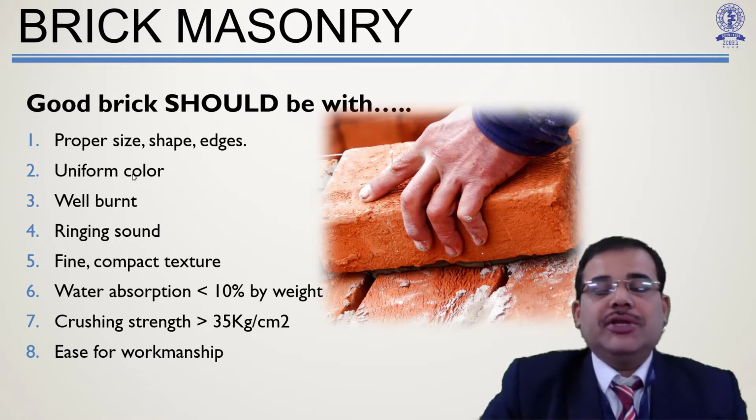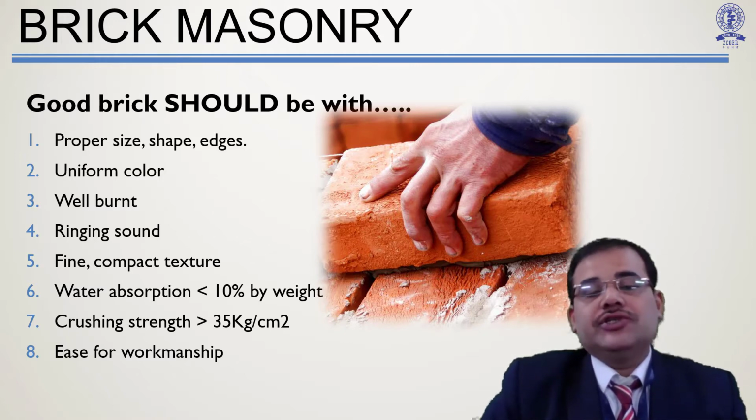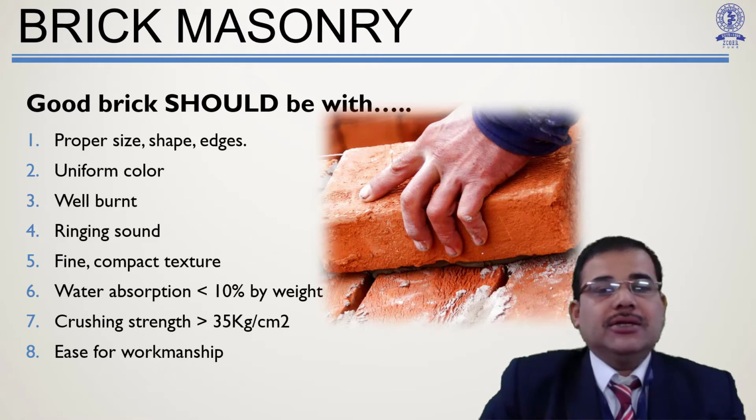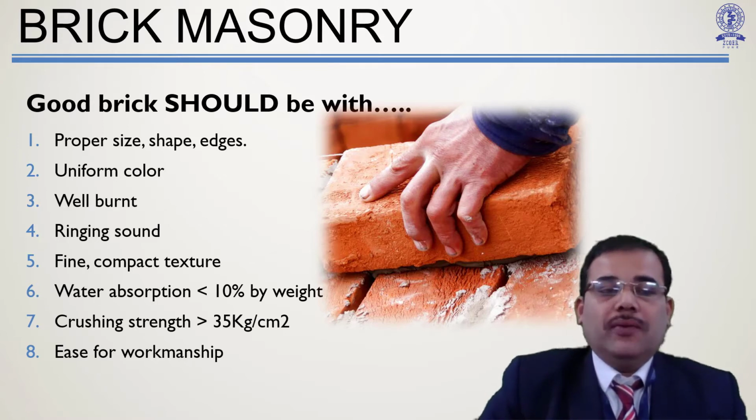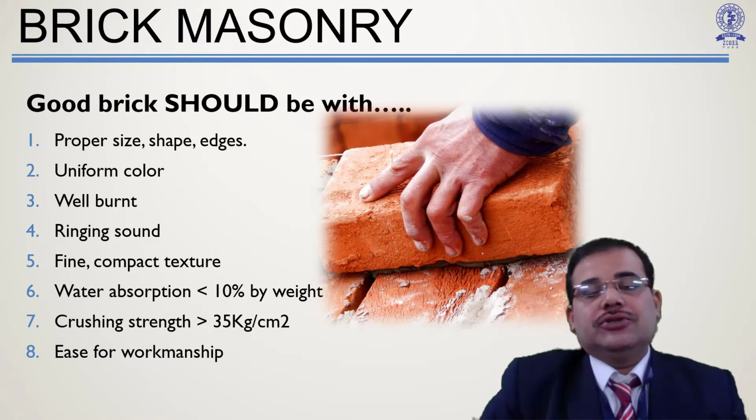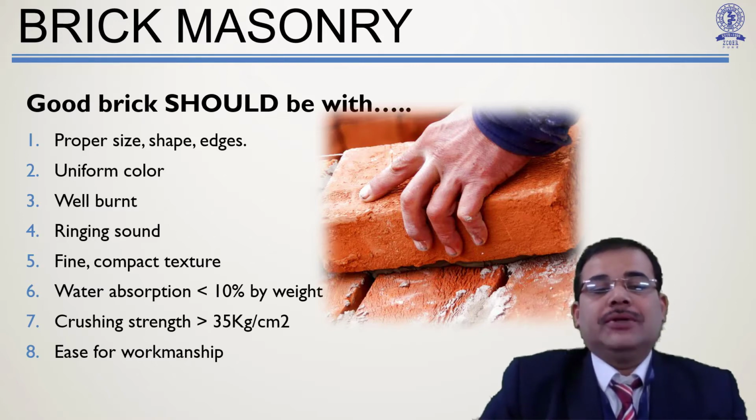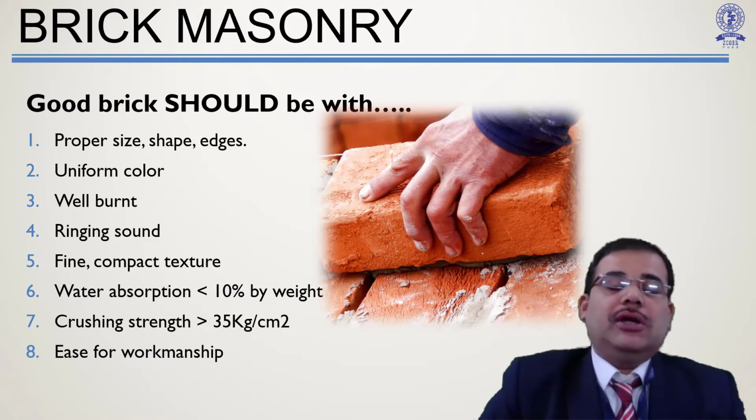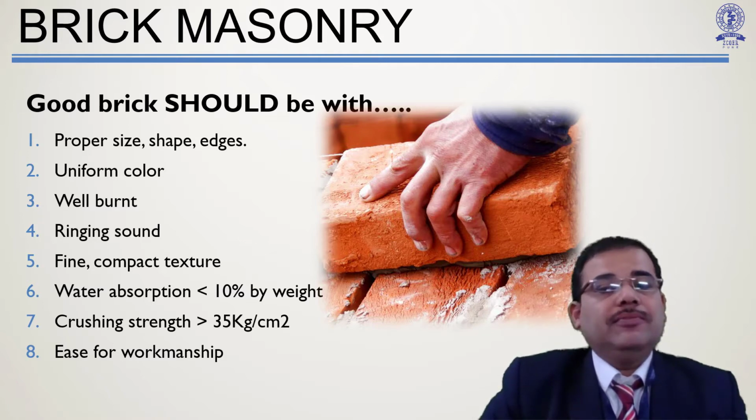When an earthen brick is utilized, after casting it needs to be burned so that it gets a ringing sound. The ringing sound is another indication that it does not have any minor or major cracks. So uniform color and ringing sound are the indication of a well-burned brick. It must have a fine and compact texture. Proper compaction results in a good brick with a compact texture and fineness on its surface. It must have water absorption of less than 10% by weight.